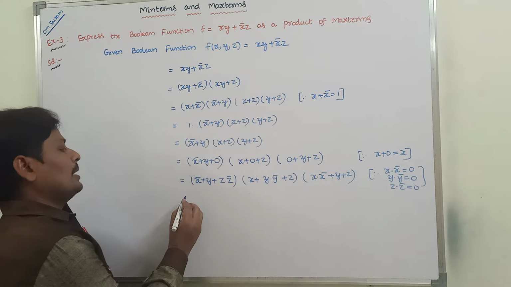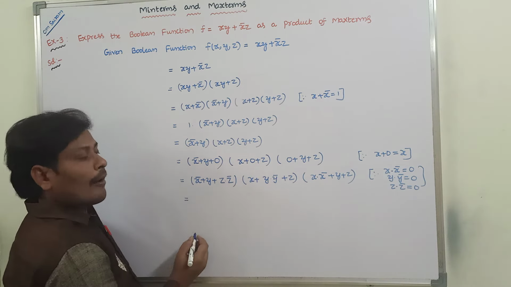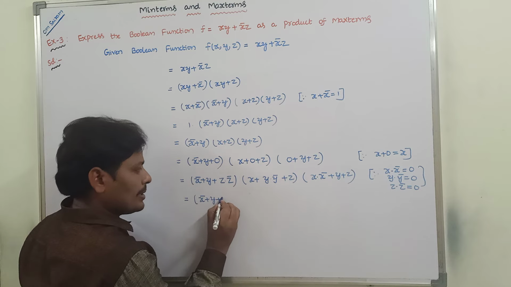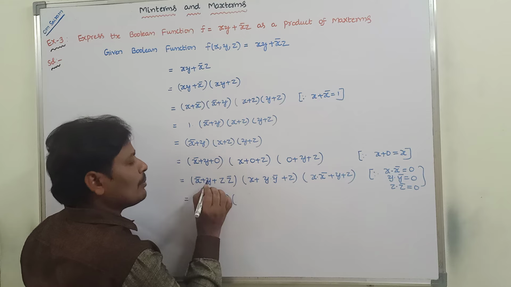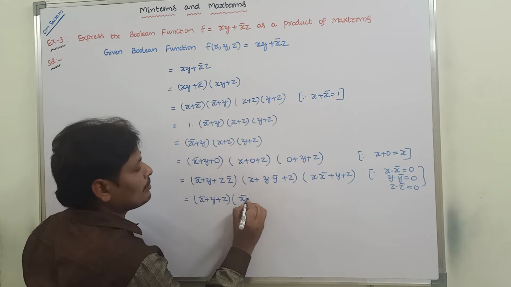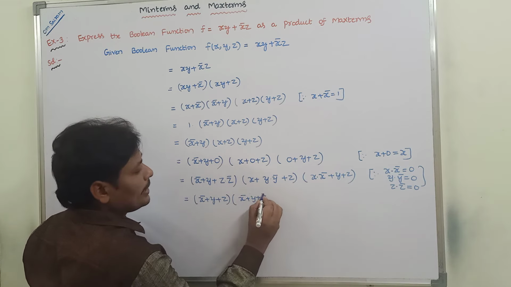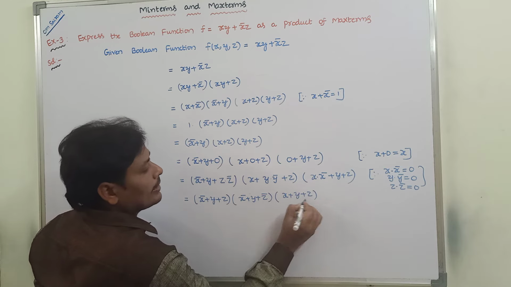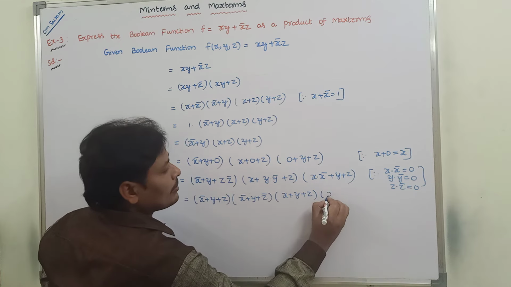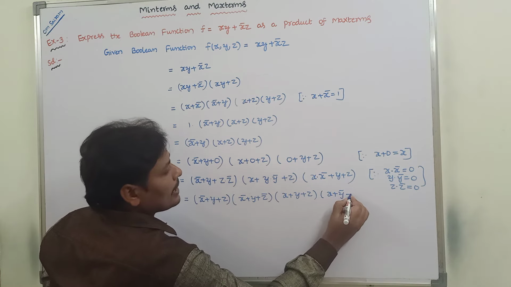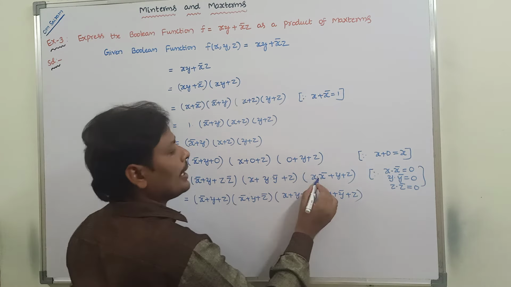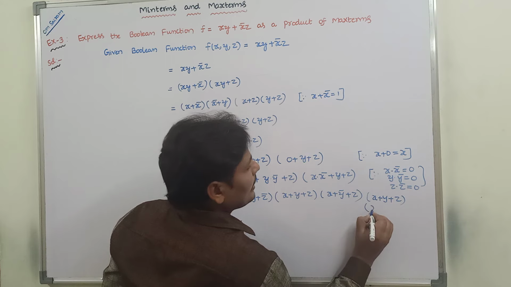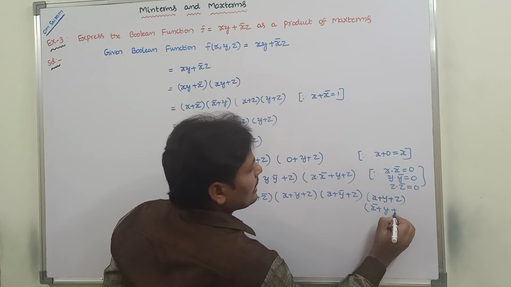Next, this can be written as: x bar plus y plus z, and x bar plus y plus z bar. Next, x plus y plus z, and x plus y bar plus z. Next, x plus y plus z, and x bar plus y plus z.